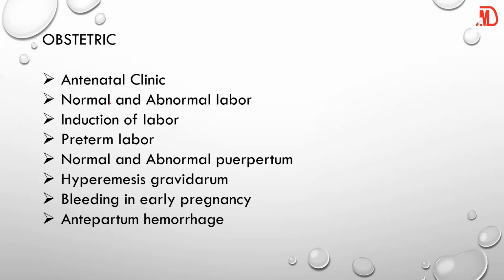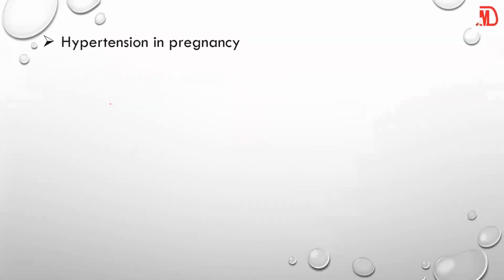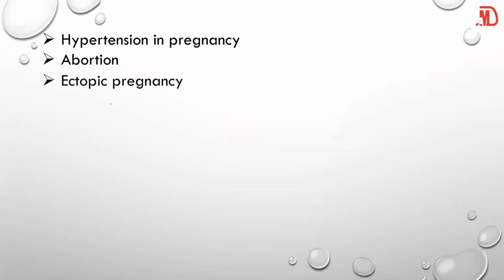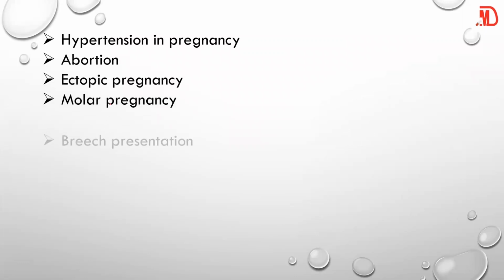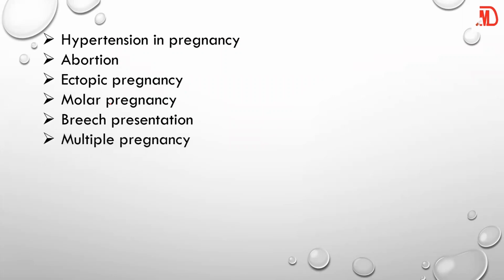When they occur at this time, what are you thinking about? What differential are you looking out for? All of these things are topics you need to know. Then the postpartum hemorrhage, you need to know all of these things. Then we can also talk about hypertension in pregnancy, abortion, ectopic pregnancy, molar pregnancy, breech presentation, multiple pregnancy. These are things you have to know.